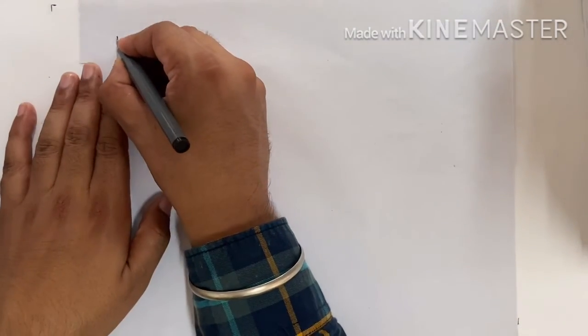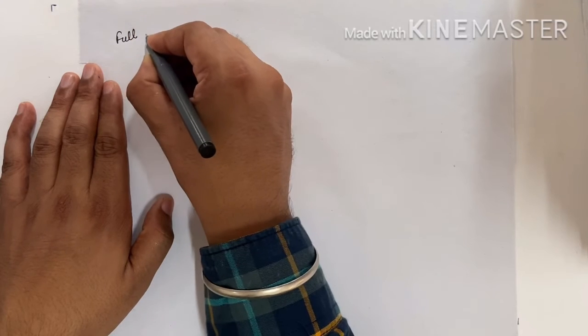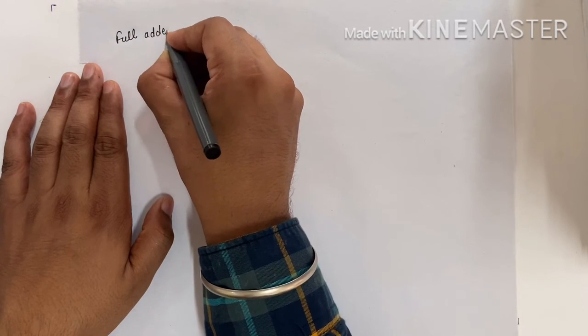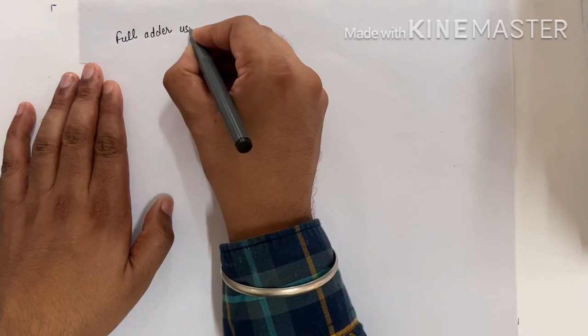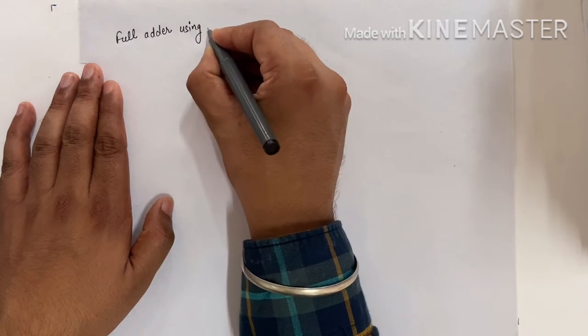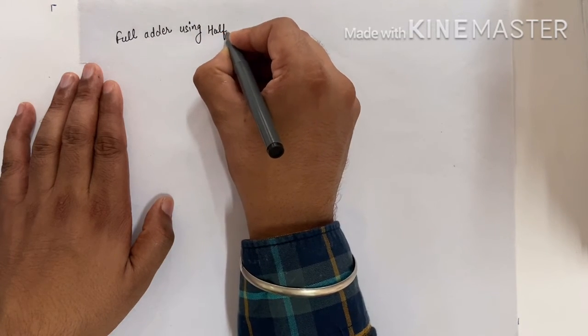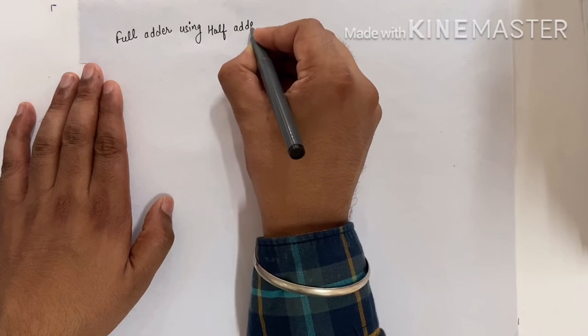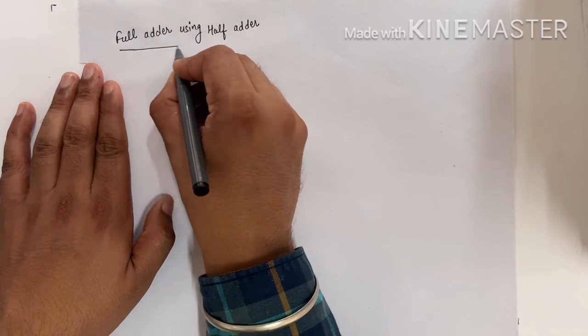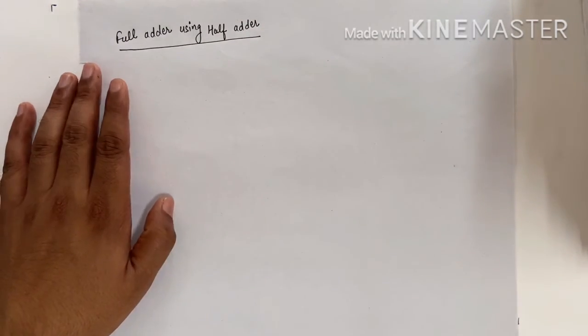Now we can see how we can develop full adder from the half adder. So put a heading: full adder using half adder. In this case we have to develop a full adder with the help of half adder. So firstly we have to remember the case of half adder.